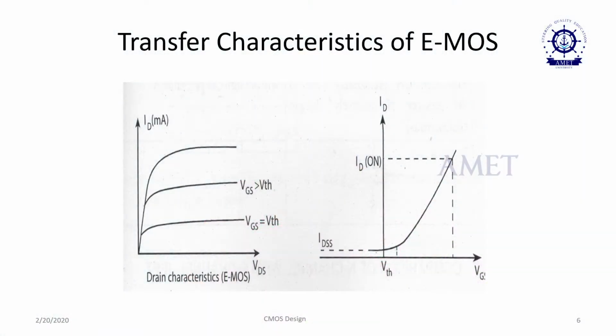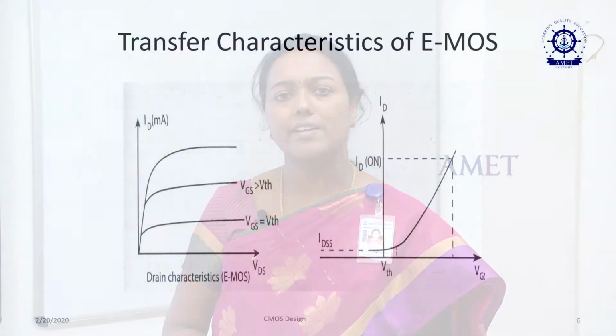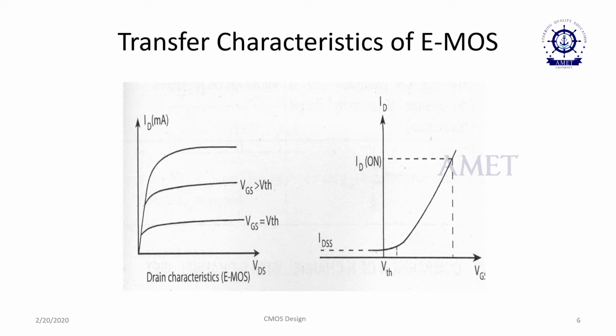We can draw two different characteristic curves for the NMOS transistor as well as the PMOS transistor: the drain characteristic curve and the transfer characteristic curve. The drain characteristic curve is drawn between drain voltage and drain current. The transfer characteristic curve shows the current with respect to VGS, that is, the gate to source voltage. In enhancement mode the current will be less, and in depletion mode it is more in the case of PMOS, and it is reverse for NMOS.